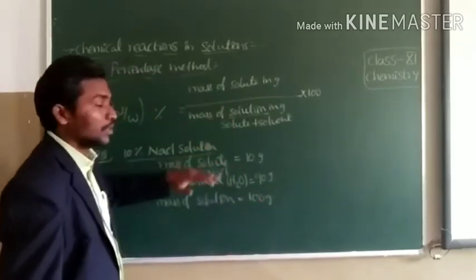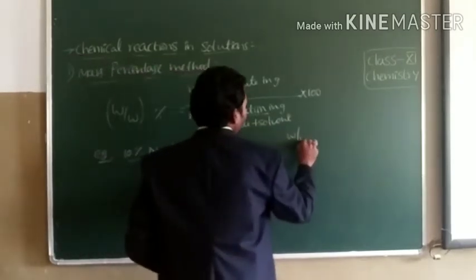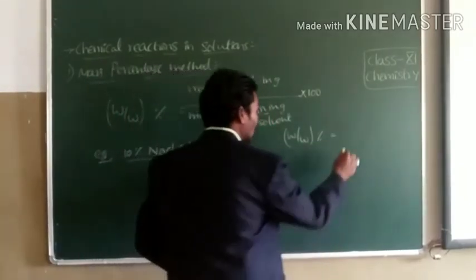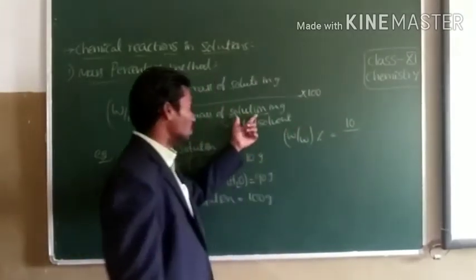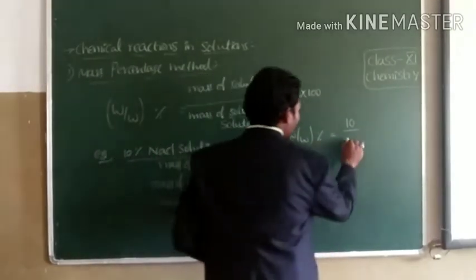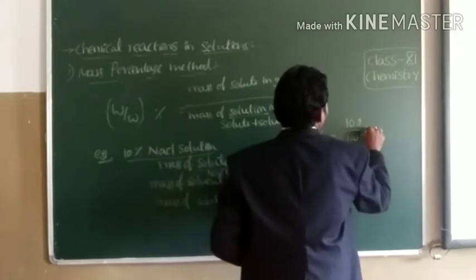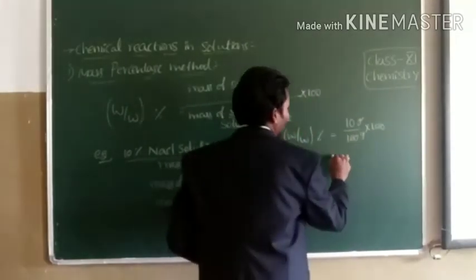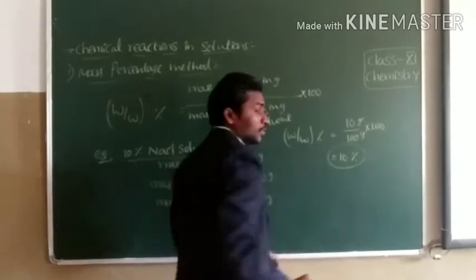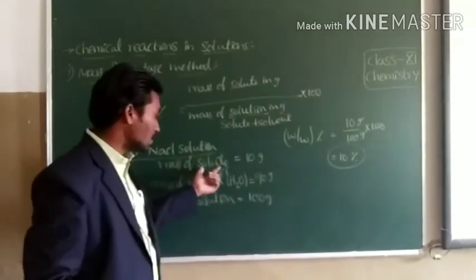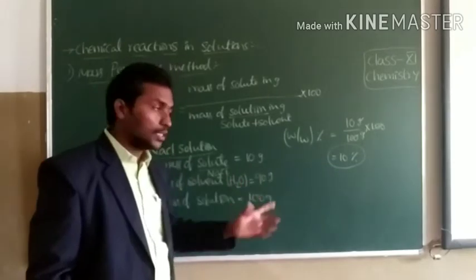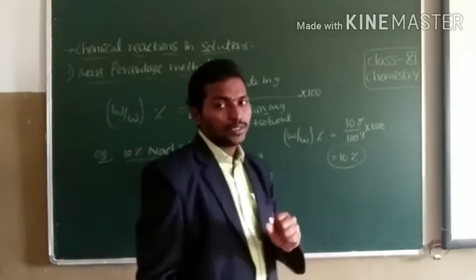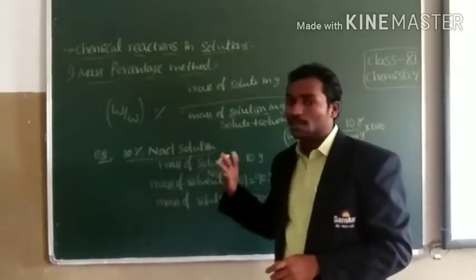Substitute the values in the above formula. Then the mass percentage is equal to the mass of solute, sodium chloride, 10 grams, by the mass of solution, 100 grams, into 100. The grams get cancelled, the 100 gets cancelled. So 10%. So if 10 grams of sodium chloride is dissolved in 90 grams of water, then we get a 10% sodium chloride solution. This is the way we can prepare percentage solutions by the mass percentage method, or weight percentage method.